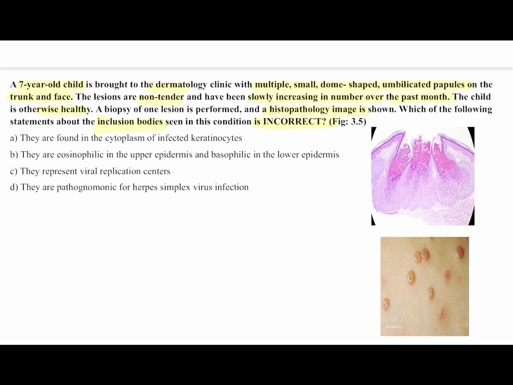Okay? So we need to search for the incorrect option, and this image was given. So if you just know the image, then also you will get the answer. So first, they are found in the cytoplasm of infected keratinocytes. Yes, okay, now why, I will tell you. They are eosinophilic in the upper layer, so they are eosinophilic in the upper dermis and basophilic in the lower dermis.